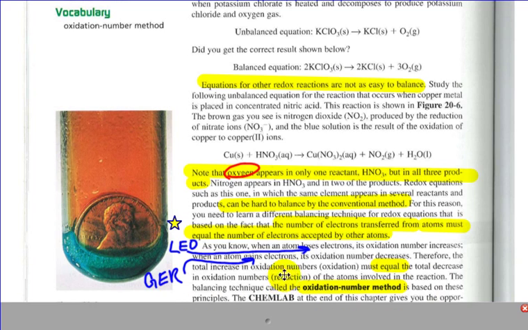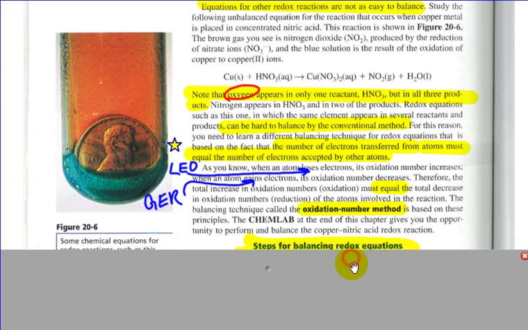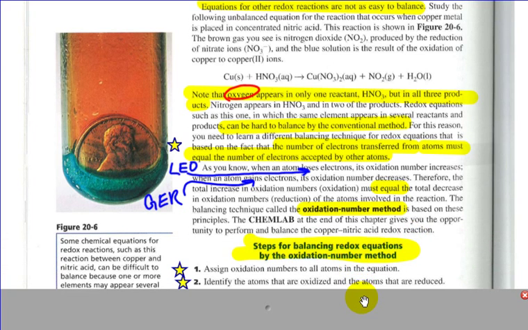Therefore, the total increase in oxidation number must equal the total decrease in oxidation number of the atoms involved in the reaction. This balancing technique is called the oxidation number method. It's based on this very principle. So what you may want to do is highlight and star this section here. Later on I'll ask a question in which you put these steps in order, so make sure you have this.